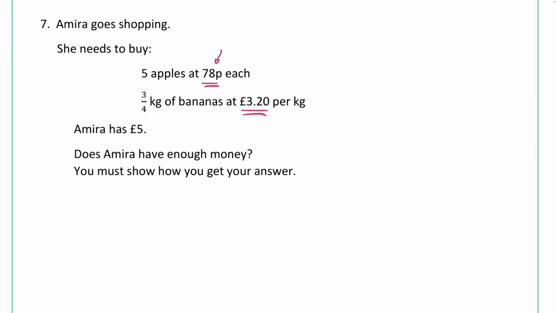I'm going to convert the pence into pounds, which is 0.78. And then on my calculator, I'm going to do 5 lots of 0.78 to work out the cost of the apples. So 5 times 0.78, and that gives us £3.90. So £3.90 for the apples, and then we need 3/4 of the kilogram of bananas. So for £3.20, if we divide that by 4, that will give us 1/4. So £3.20 divided by 4 on the calculator, that comes out as 0.8. So 1/4 of a kilogram is 0.8 or 0.80 as we are dealing with money.